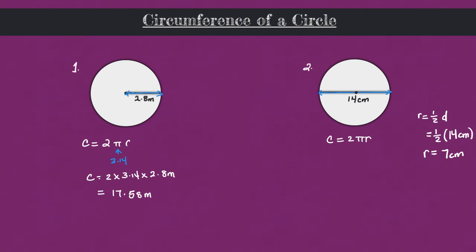circumference of this circle. C is equal to 2 times pi, remember, is a constant that is approximately 3.14, times the radius, which is 7 centimeters. And our value, or our answer, should be 87.92 centimeters.